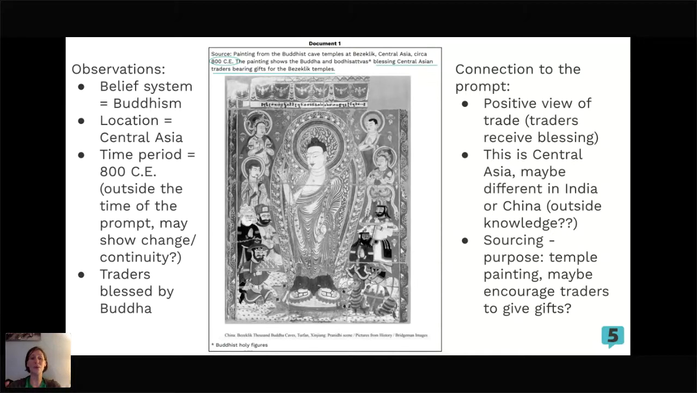And so when we think about the relationship between Buddhism and trade, we have to acknowledge that this painting and its purpose may have emphasized a certain positive relationship between trade and Buddhism, and that perhaps other Buddhist sources would not have had the same view. They could have had a contrary view or just simply a more neutral view about trade because they're not operating from the same purpose.